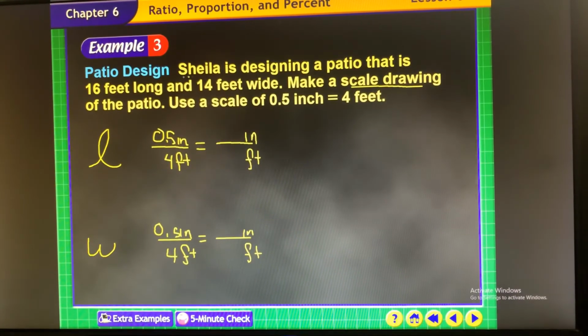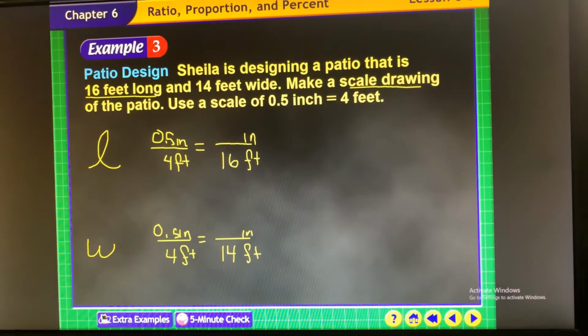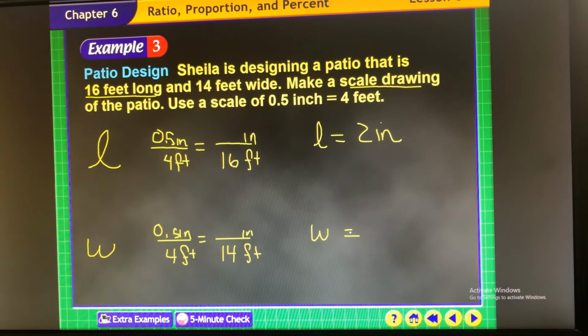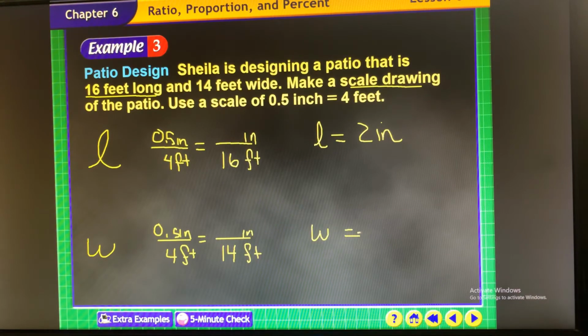Okay, so now I go back to here and go, all right, it's 16 feet long, that's the length, and it's 14 feet wide, that's the width. So now all I have to do is cross multiply and divide. So 1/2 times 16 divided by 4 is 2. So the length is equal to 2 inches. And the width is equal to 1/2 times 14 divided by 4, which you could do in your head, is 1 3/4 of an inch. There you go.